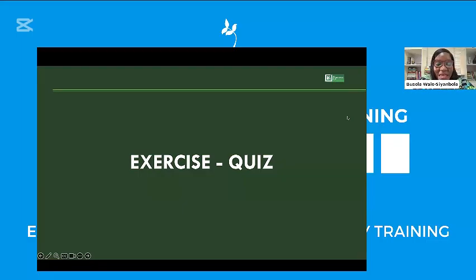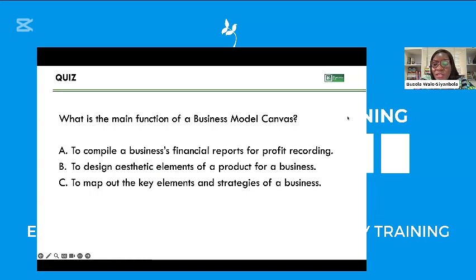Okay, moving on. Let's take this quick exercise. And all you need to do is answer the question with the letter. So just drop the letter in the chat room. What is the main function of a business model canvas? A, to compile a business financial reports for profit reporting. B, to design aesthetic elements of a product for a business. C, to map out the key elements and strategies of a business.